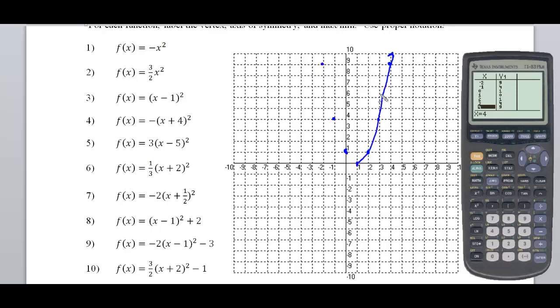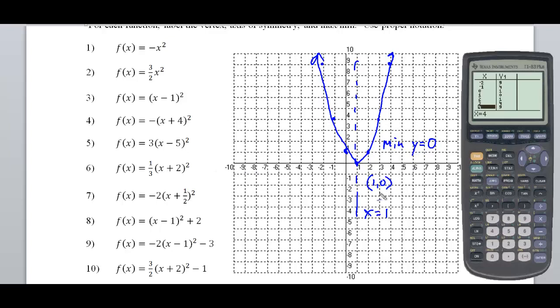There's my symmetrical parabola right there. Now, my vertex now is not 0, 0. My vertex is 1, 0. There's my vertex. My line of symmetry is x equals 1, and then this is going to be a minimum. So my minimum is at my f of x, or my y, equals 0.